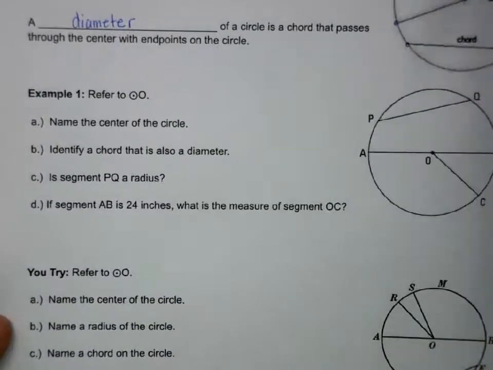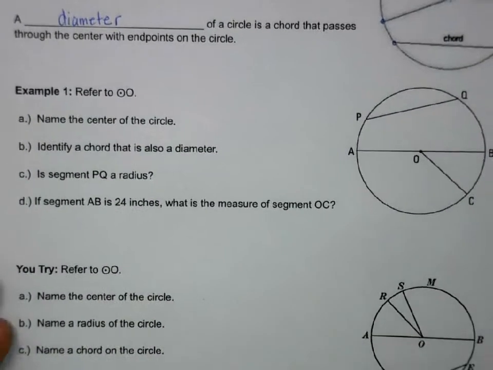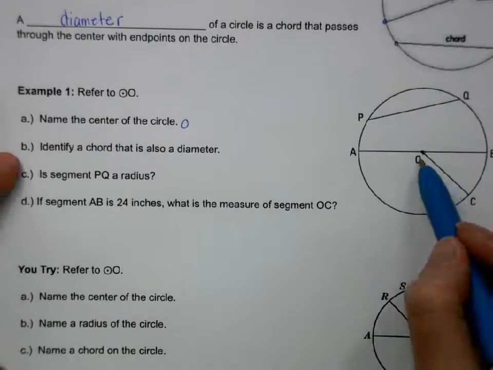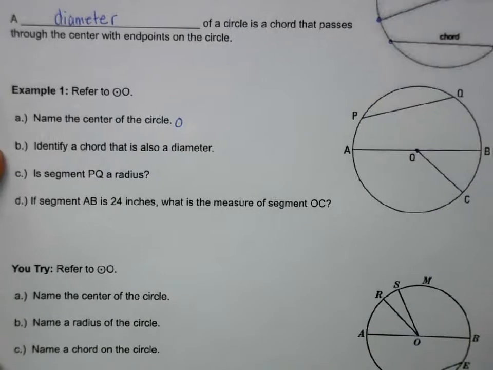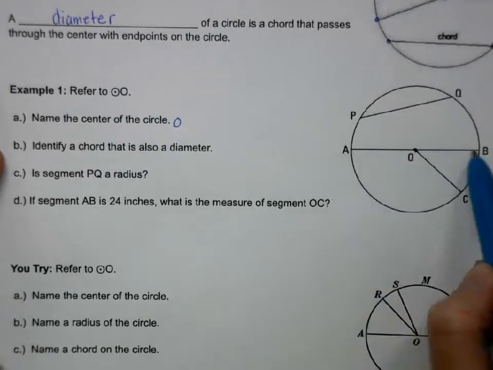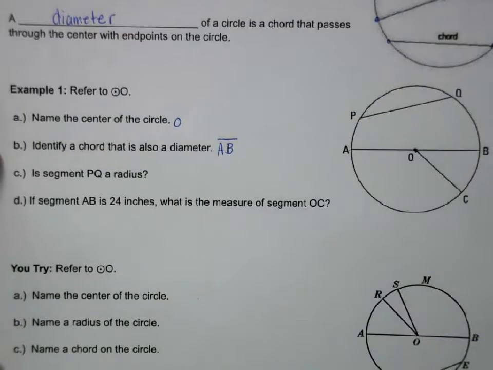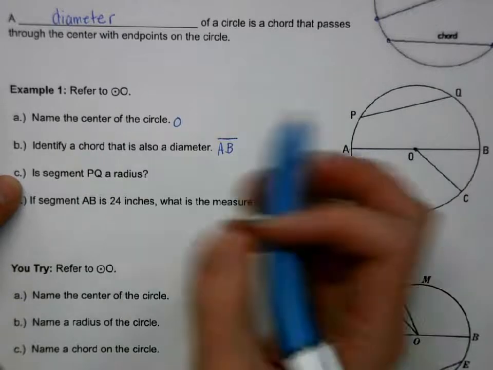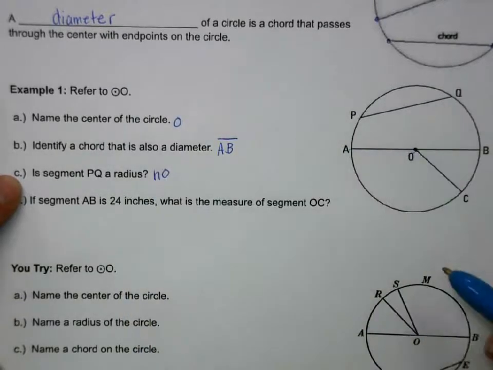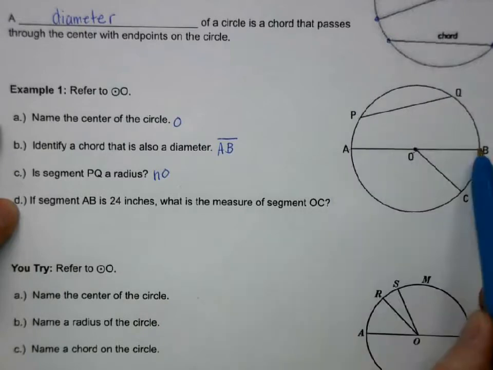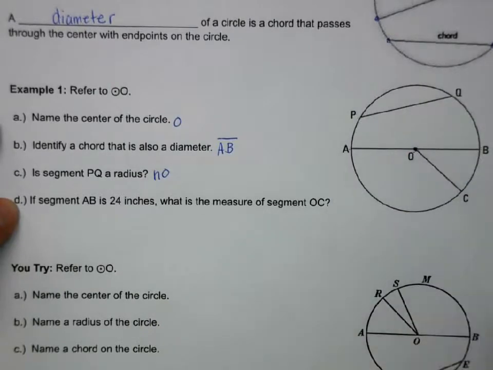So let's take a look at this circle here. We're going to name the center of the circle. So the center of this circle is the point O. A chord that is also a diameter, so it has to go through the center. So that's going to be AB, and we're going to use our segment symbol. And then is segment PQ a radius? No, it is not. It must go through the center. And then if segment AB is 24 inches, OC is going to be half of that.